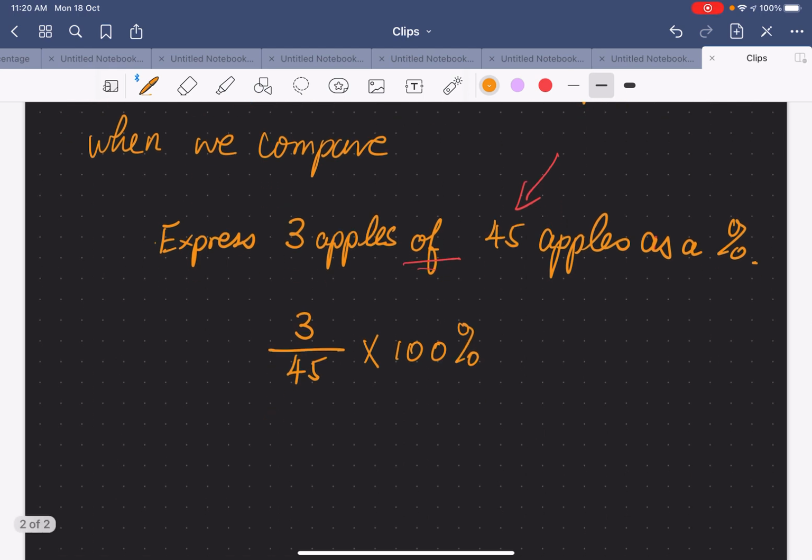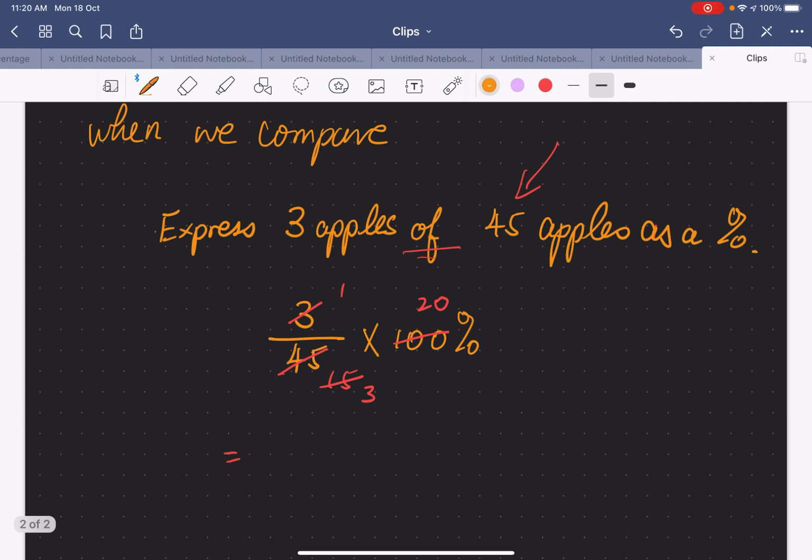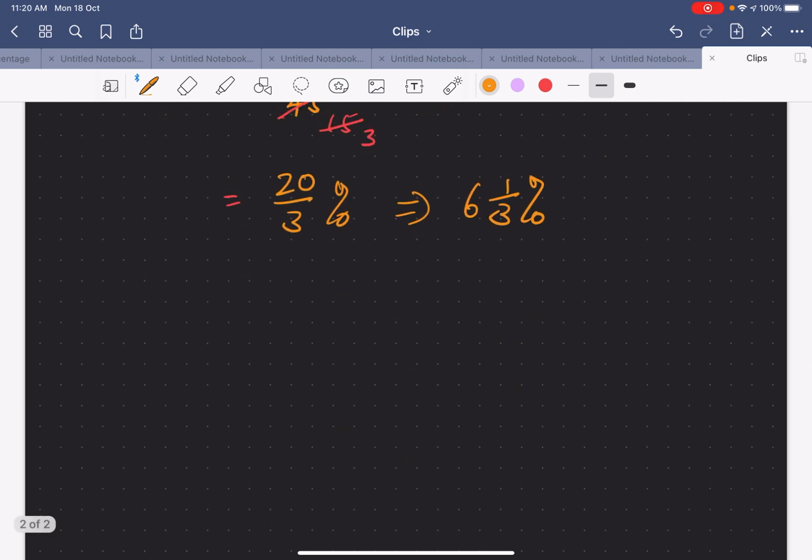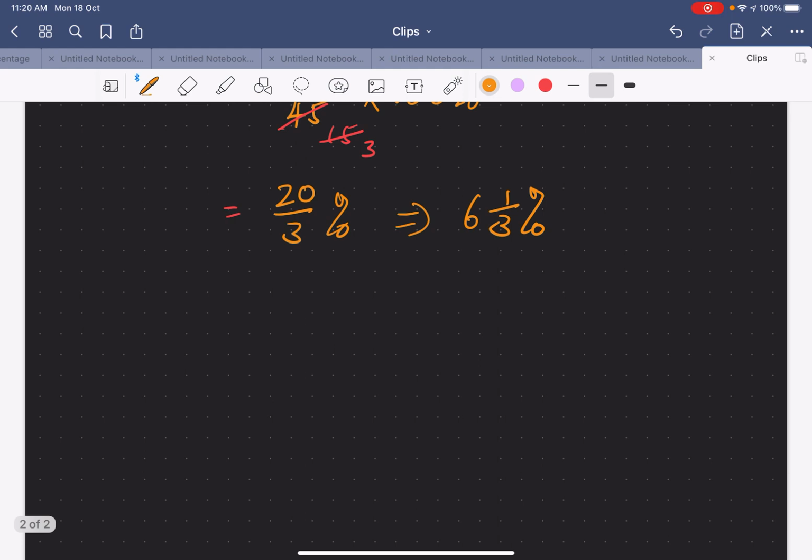What we can do is cancel out as much as we can. 45 is not a good number, so it's 15. So we have 3 and 20, so we will have 20 out of 3%. If you'd like a mixed number, we have 6 and 1/3%. As a percentage, we could have a fraction in it. A fraction cannot have a decimal, but percentage is a bit in the middle, so we can have decimals or fractions.